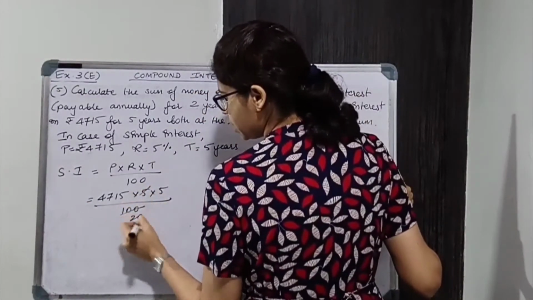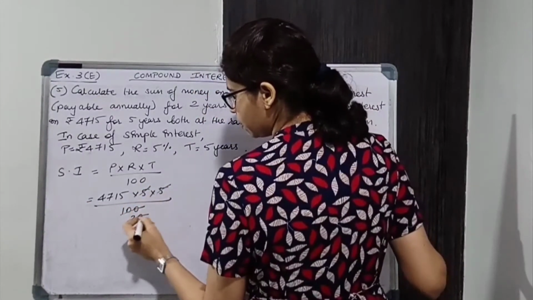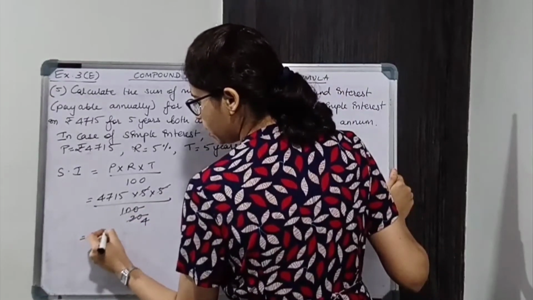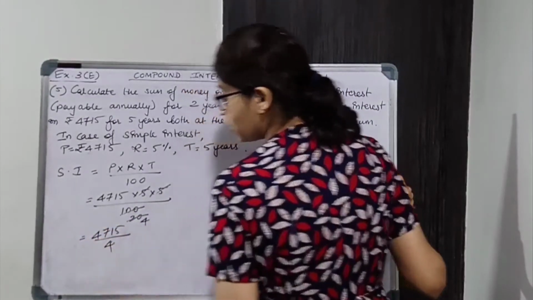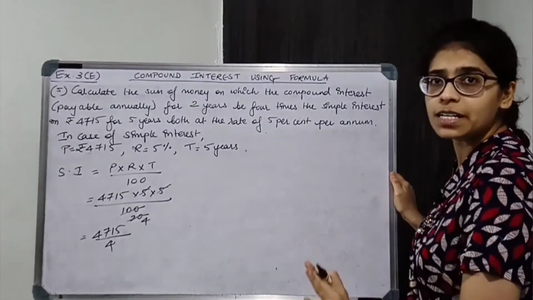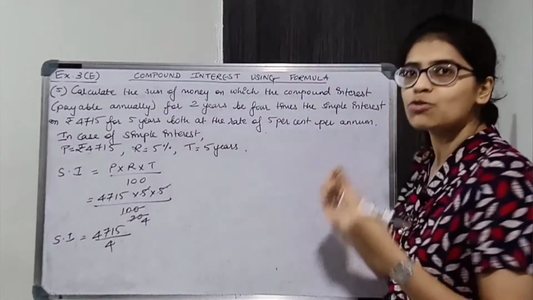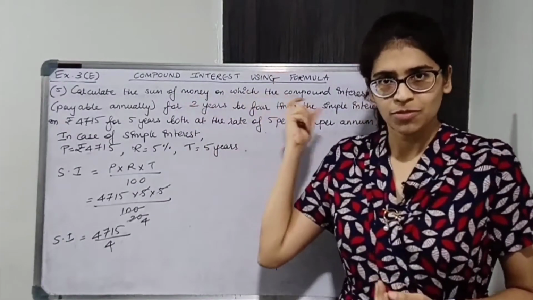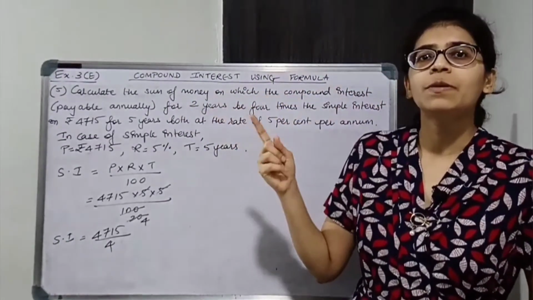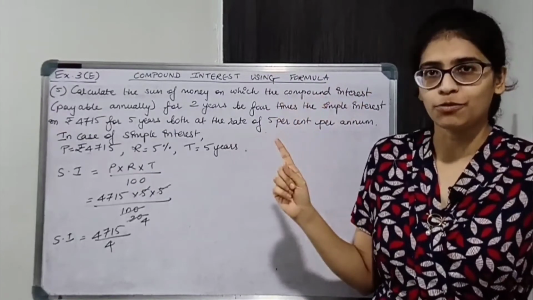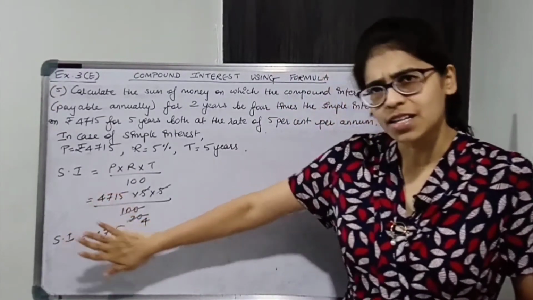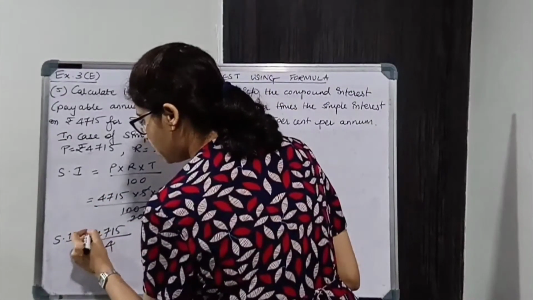5 twenties are 100, 5 fours are 20. So we get 4715 upon 4. Don't divide. Keep it as it is. Our aim is not to find simple interest. Our aim is to find X, the principal in case of compound interest, that is what we have to find. So keep this as it is. Just add the rupee symbol.